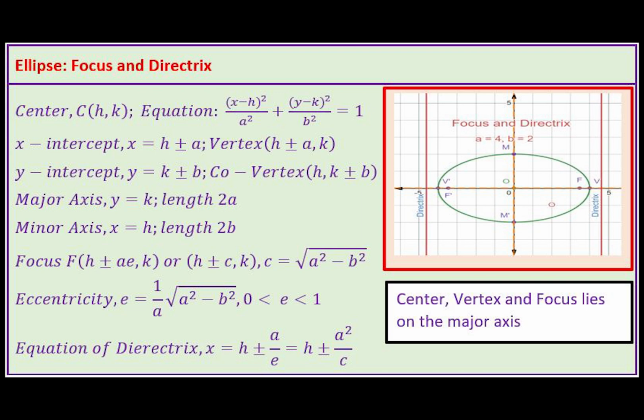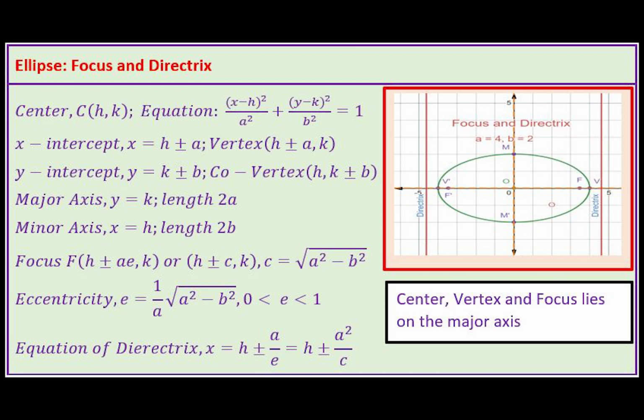x minus h whole square divided by a square plus y minus k whole square divided by b square equals 1 will be the equation for the ellipse. x-intercepts will be at x equals h plus minus a. Vertices will be at h plus minus a, comma k. y-intercepts will be at y equals k plus minus b. Co-vertices therefore will be at h, comma k plus minus b. The major axis will be y equals k. The length remains at 2a. Minor axis will be x equals h.